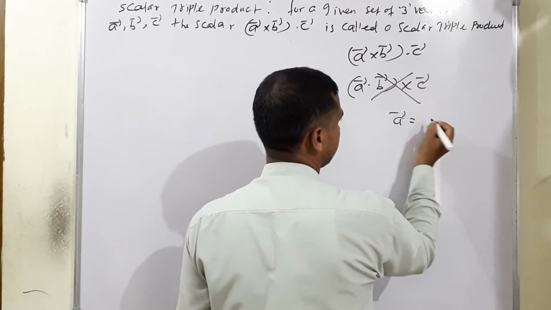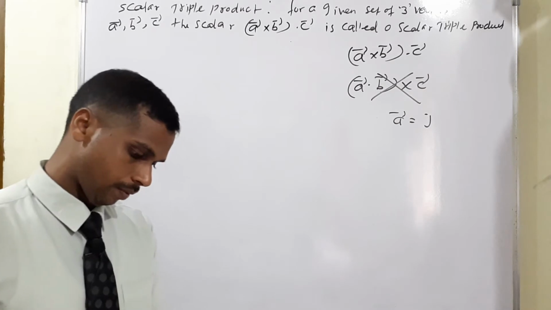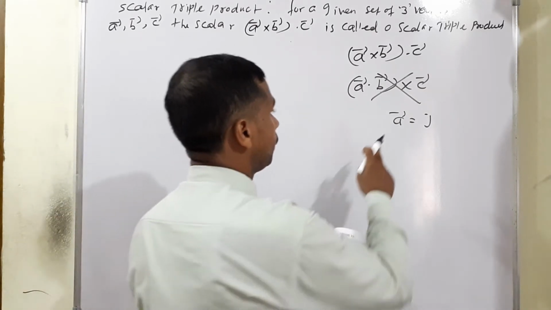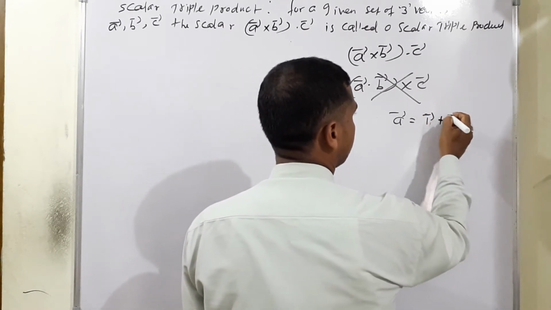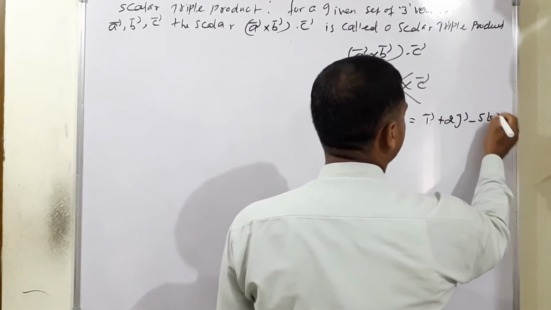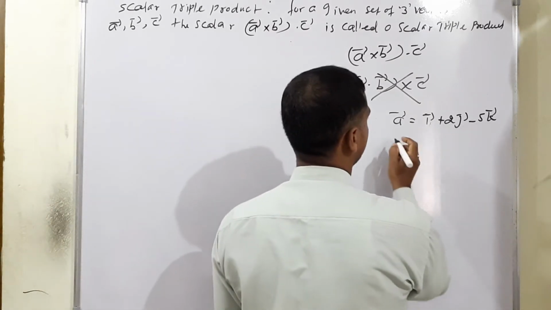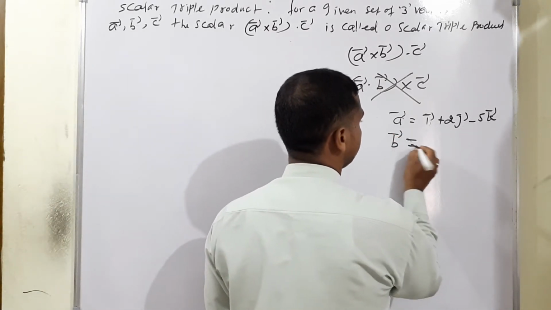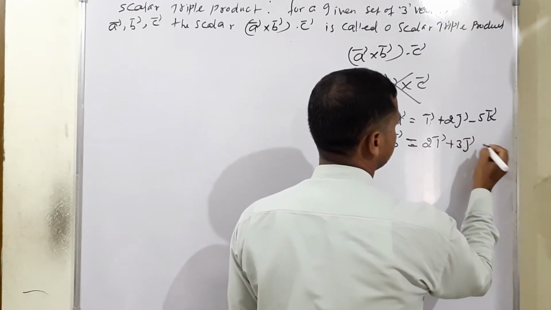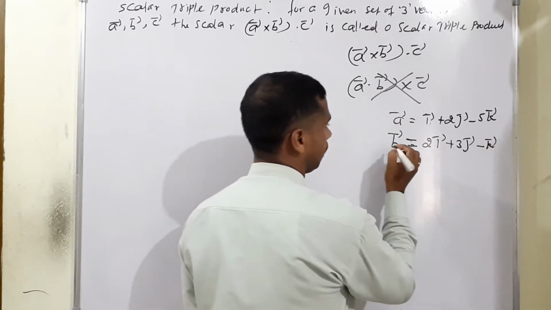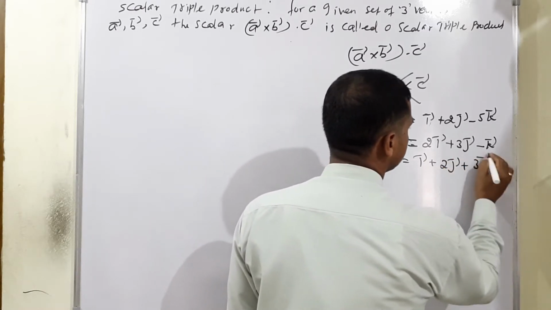One example is there now in your book. So a vector is equal to, just consider, i vector plus 2j vector minus 5k vector. I will prove it, listen very carefully. Then b vector is equal to 2i vector plus 3j vector minus k vector. C vector is equal to i vector plus 2j vector plus 3k vector.